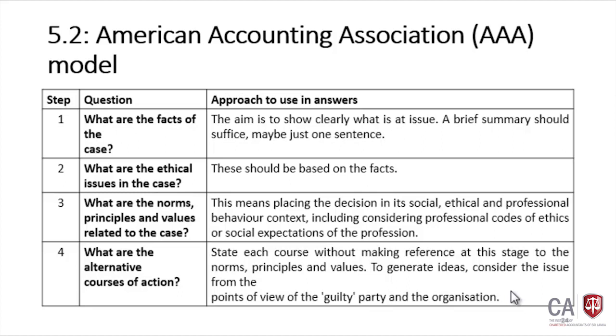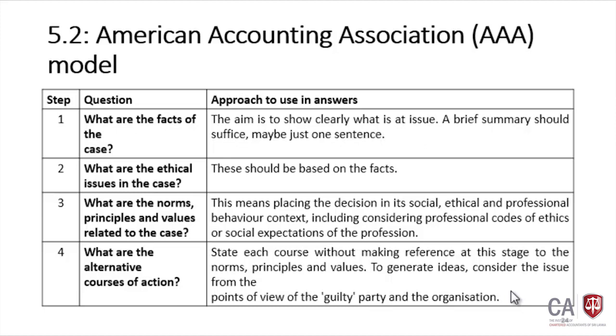So here actually there are 7 steps to be followed. What is step number 1? What are the facts of the case? So here the objective is to identify what is the issue, right. You write what is the issue here. Then number 2, what are the ethical issues in the case? So what are the ethical grounds in the case? It should be based on the facts.